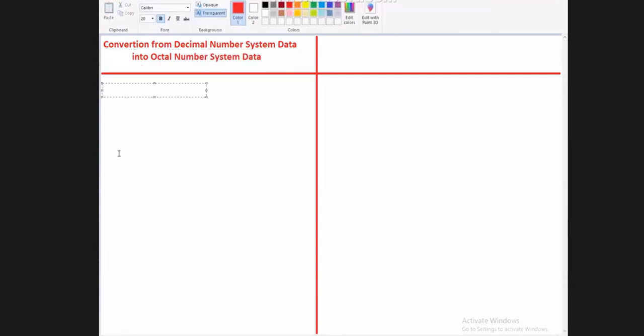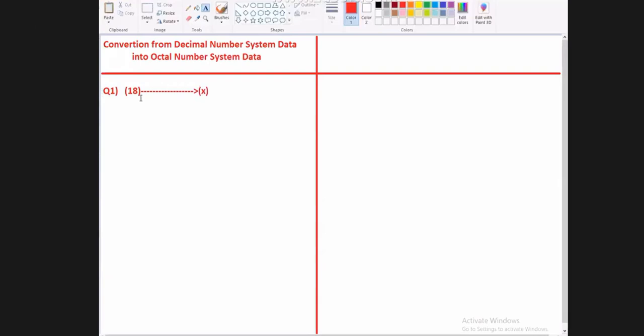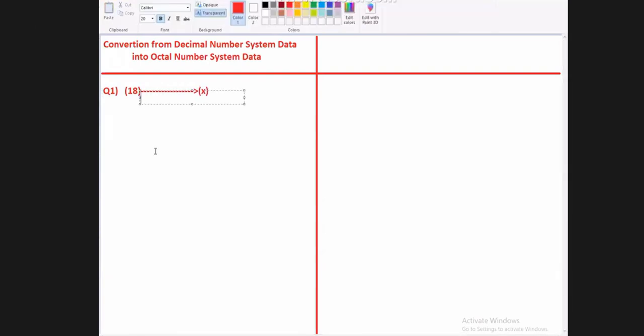So, direct question, Q1. Take some number called 18. I want to convert this. Tell me for my satisfaction, 18 is called what? You need to convert into x. 18 is neither preceded with 0b, nor 0o, nor 0x. It is called base 10. Now we are supposed to convert into base 8. Find x.